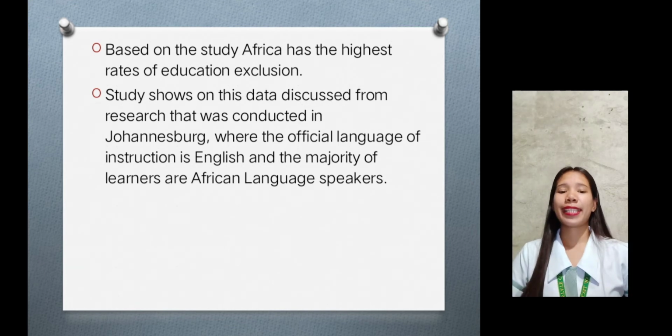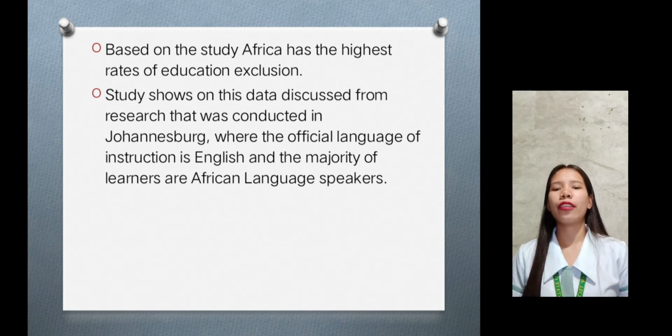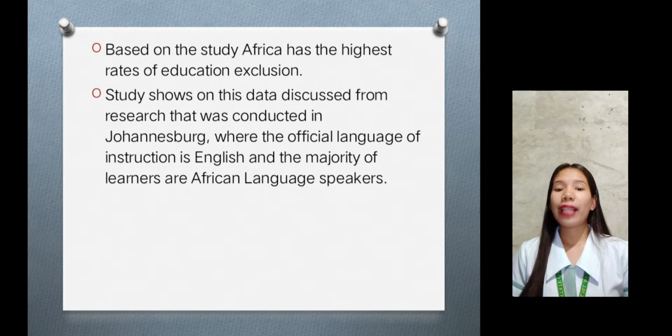Yet in this case, in this study, they will know how they can adapt the English language and how the teacher and student could understand each other.